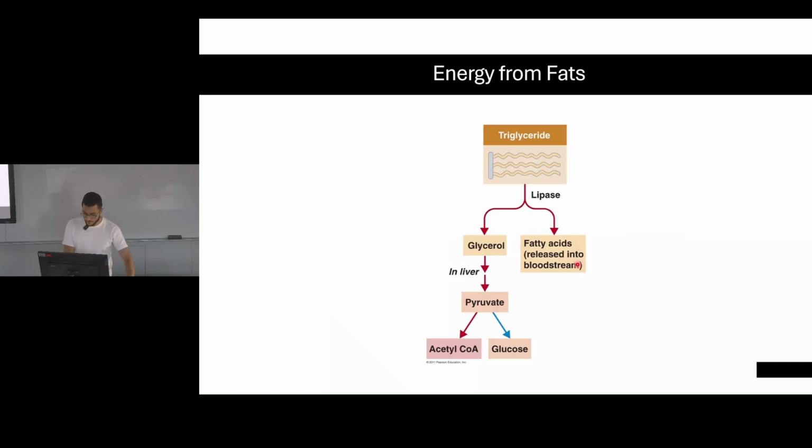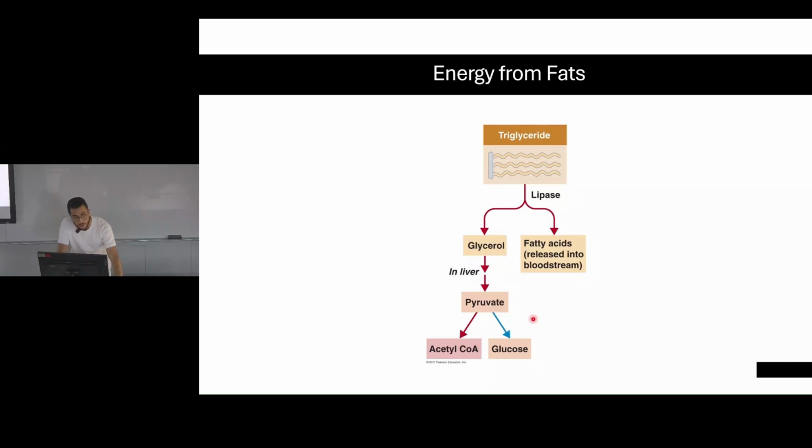So, in other words, you have your triacylglycerides, there is a lipase that will break them down into 2 pieces. Glycerol will go to the liver, produce pyruvate, and then pyruvate can then make acetyl-CoA or can make glucose, okay? Depending on which direction you're going in metabolism. If you need energy, you'll be making acetyl-CoA.